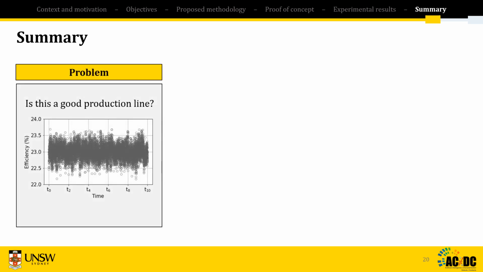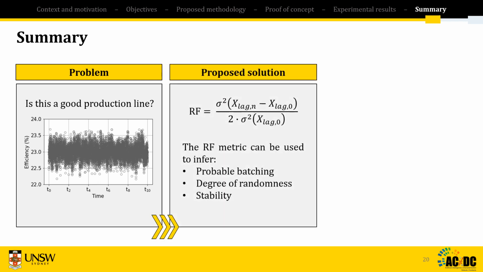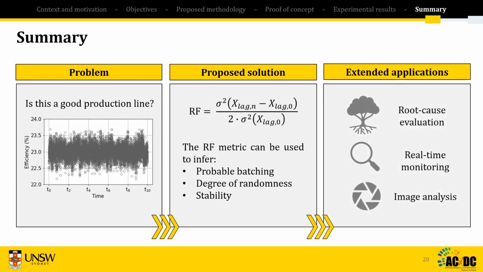So the next time you have time series measurements and want to know whether the production line is good or not, you might want to consider our RF metric, which can be used to infer probable batching, degree of randomness, and stability in a production line. And extended applications of the RF method include root cause evaluation, real-time monitoring, and image analysis.